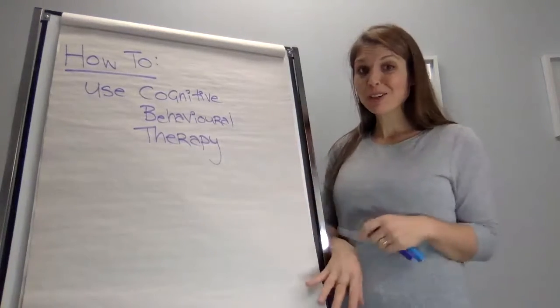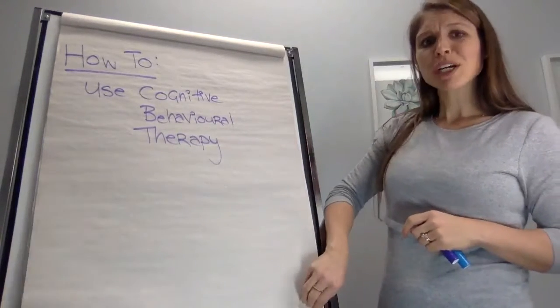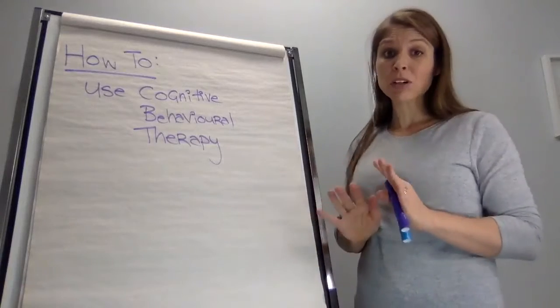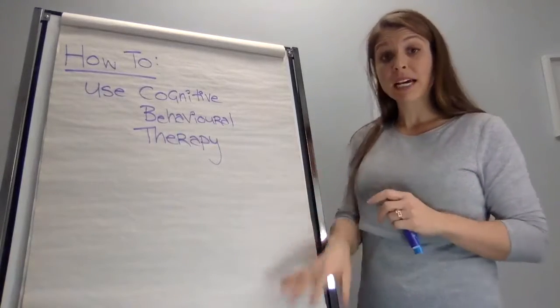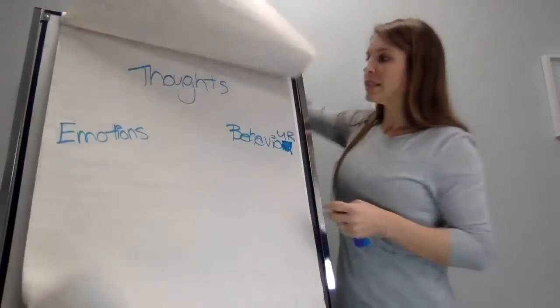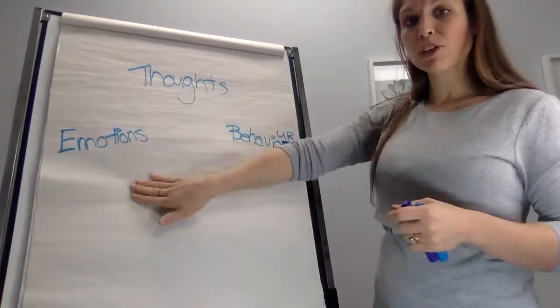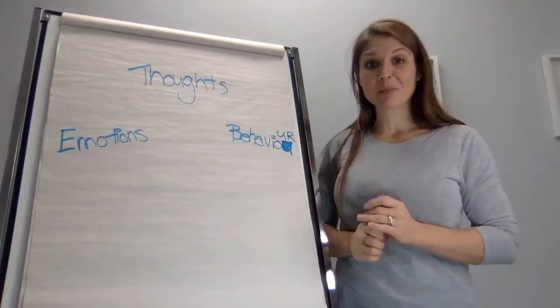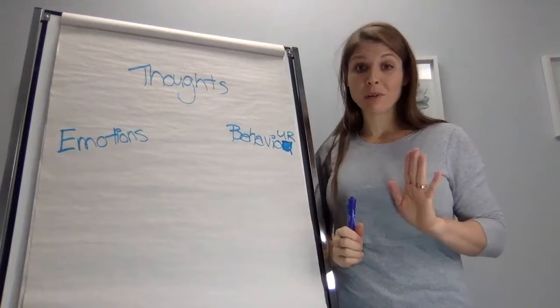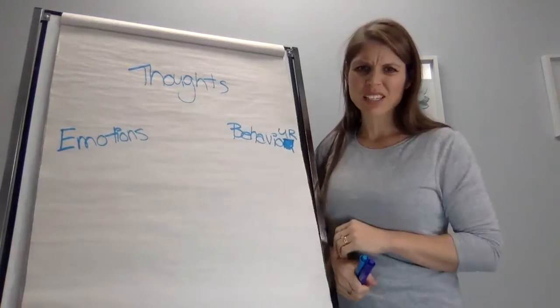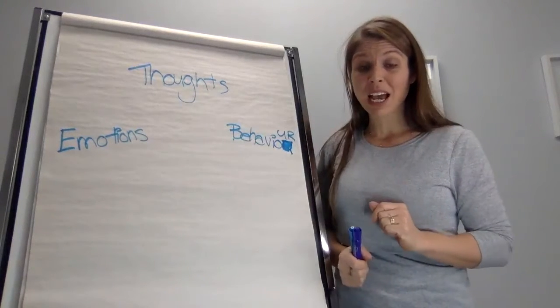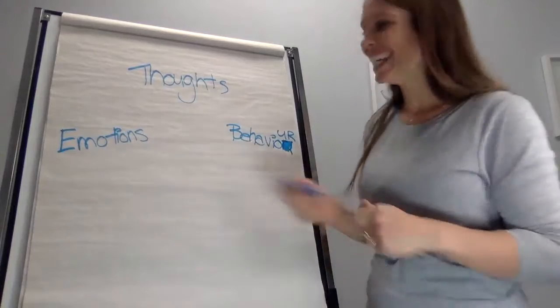Okay, so how to use cognitive behavioral therapy. We're going to start with one of the more typical, traditional forms of CBT. So here we have thoughts, emotions, and behaviors. Yes, I did a spelling error. I'm okay with admitting I'm not a great speller, and I didn't want to waste a whole piece of paper.